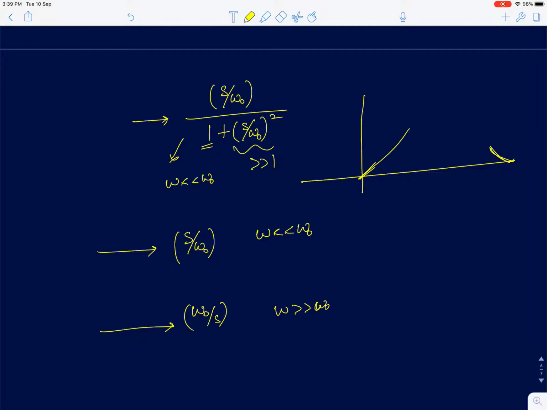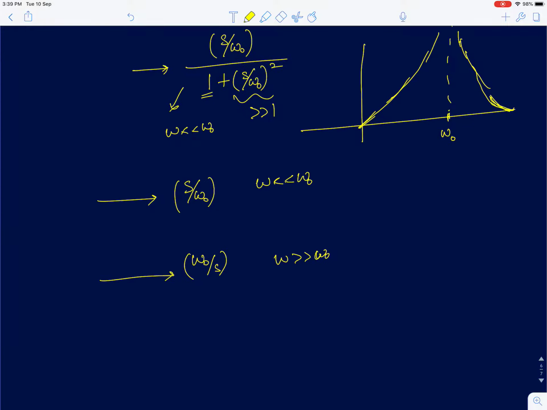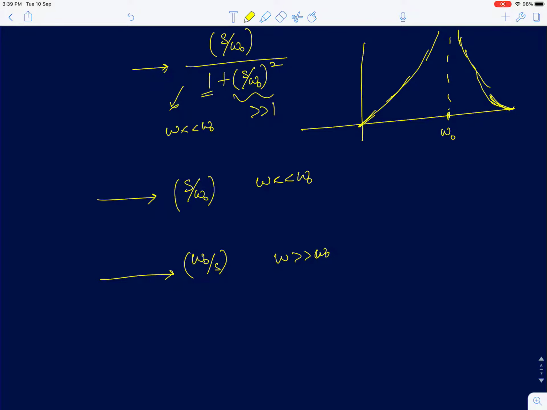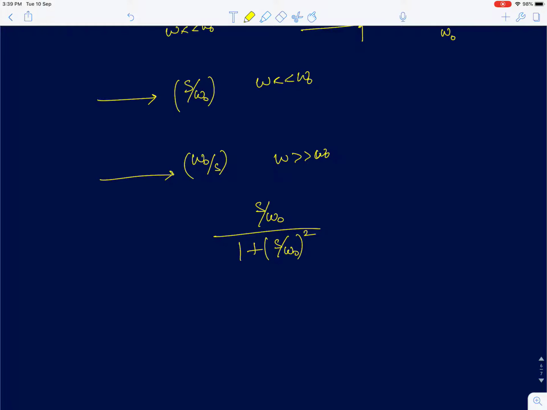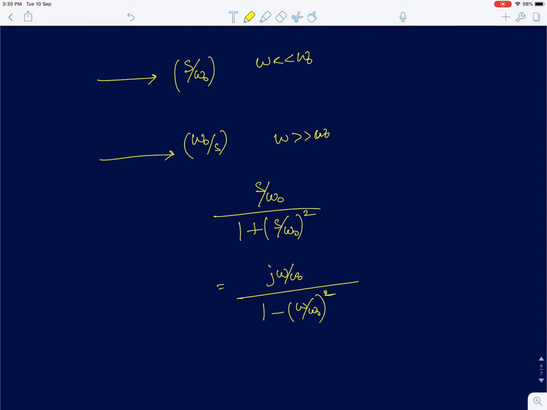So it starts off as a differentiator, and somewhere it transitions into an integrator. That point where it transitions will be your resonant frequency omega naught. Now we'll try to draw the frequency response of this function, which is s by omega naught by 1 plus s by omega naught the whole square. If I substitute s equals j omega, I'd get j omega by omega naught by 1 minus omega by omega naught the whole square.